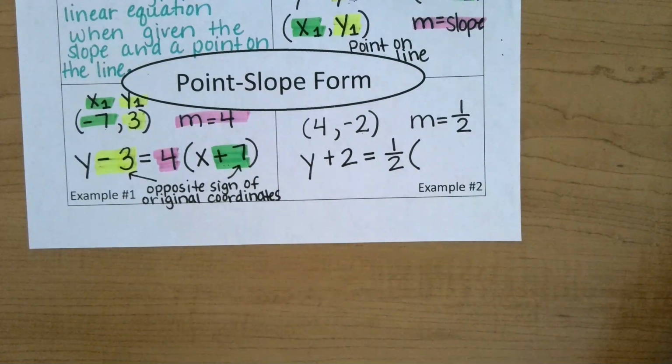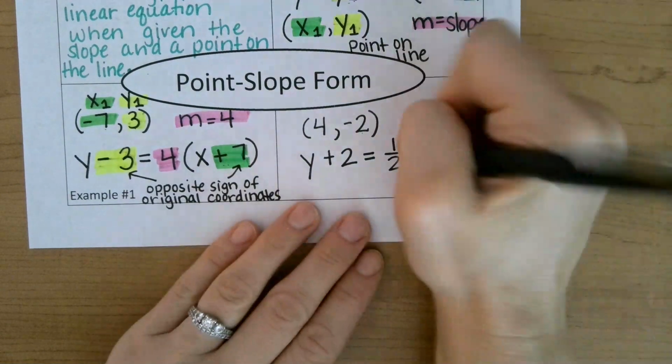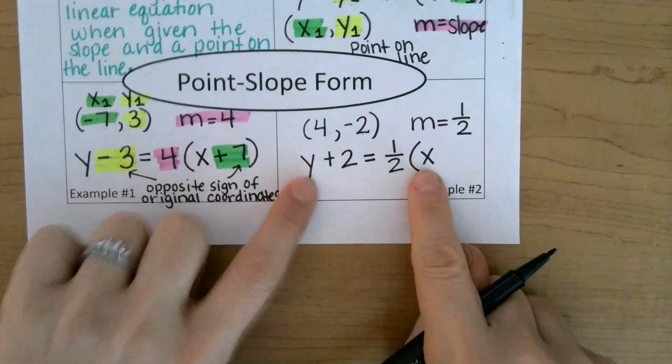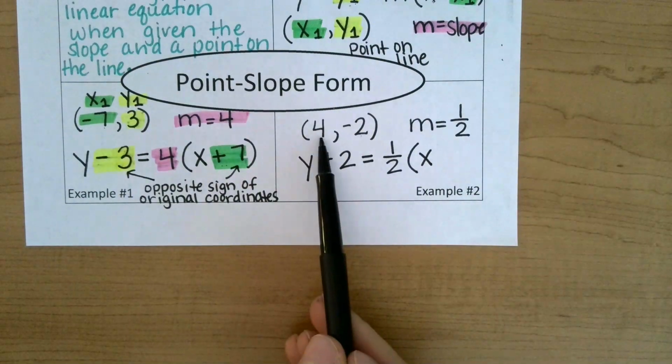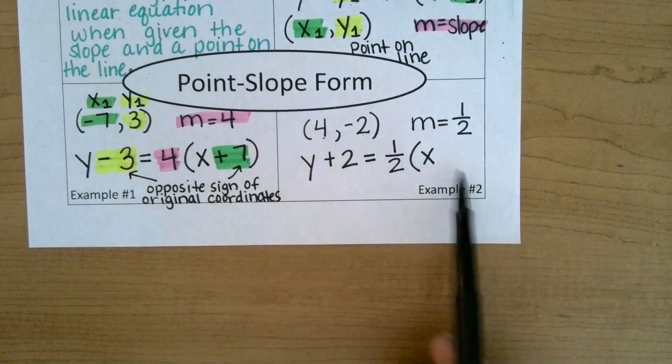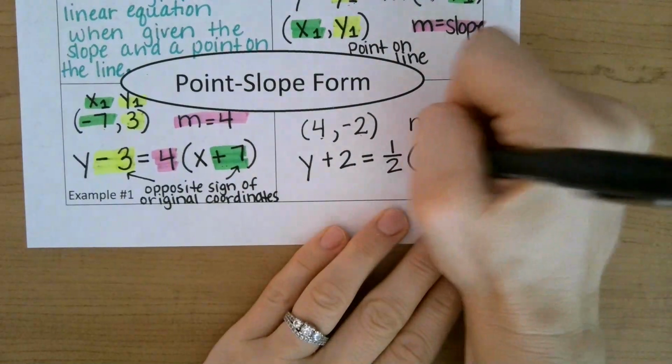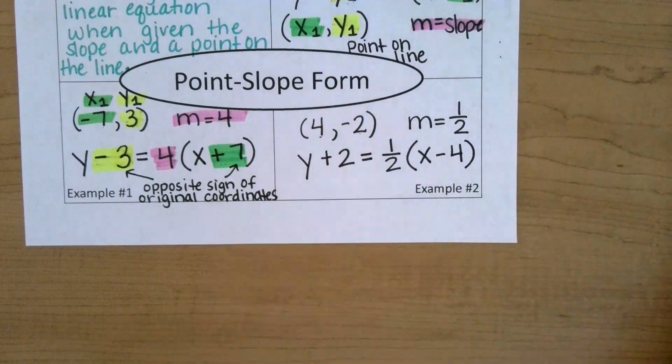And then what variable do we always write? X. So remember, that x and y always stay the same. And then what is our x sub 1 value? 4. So if it's already positive, what do I write? Minus 4. All right, let's highlight those, and then we'll glue them in.